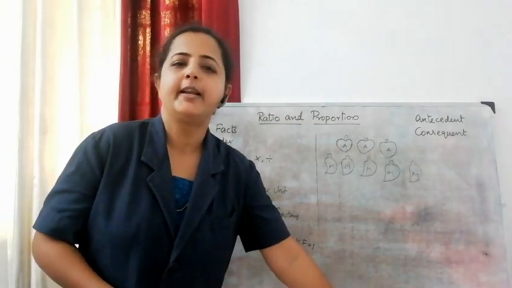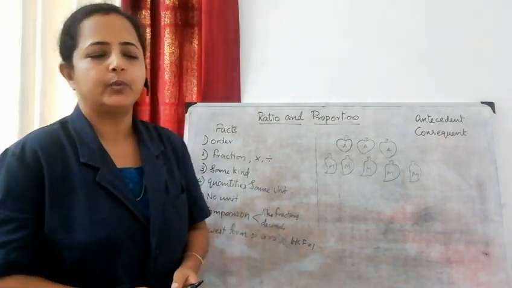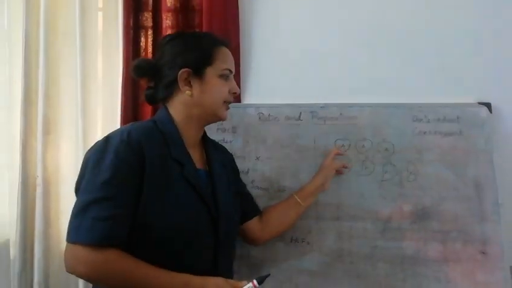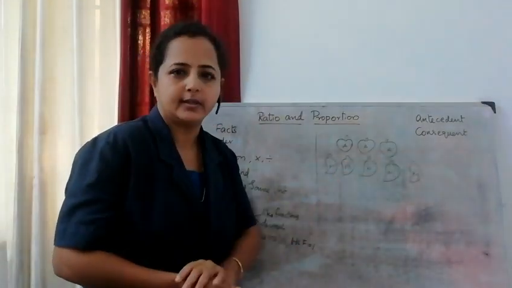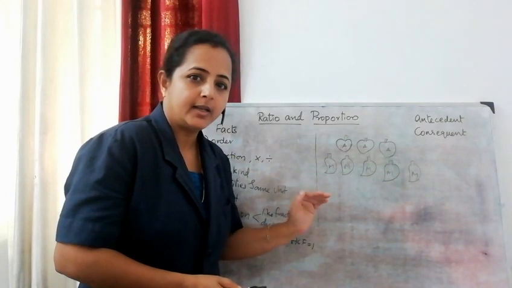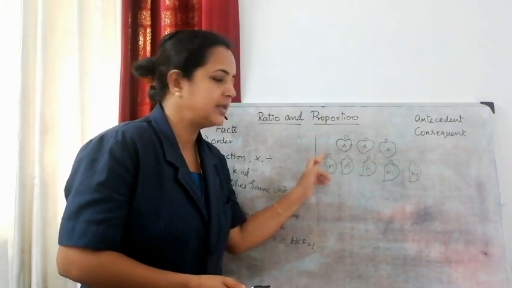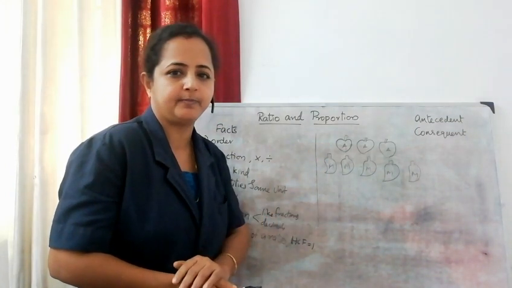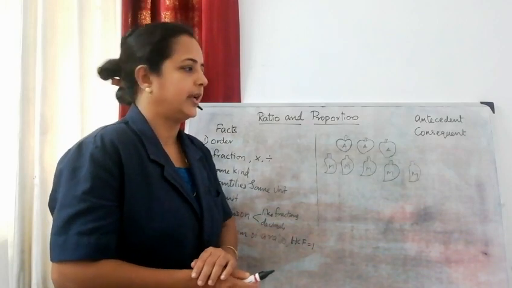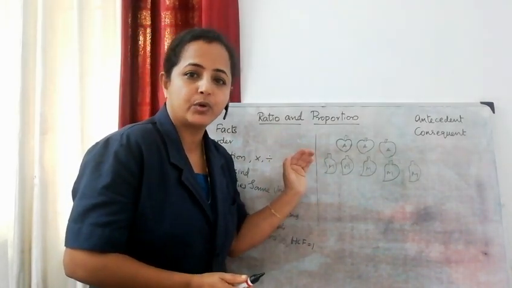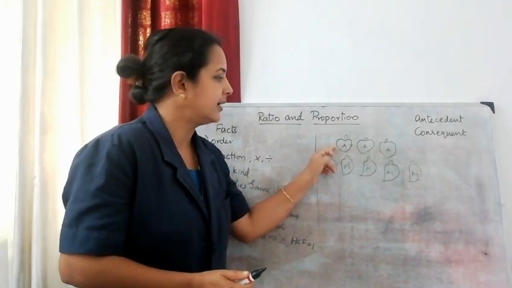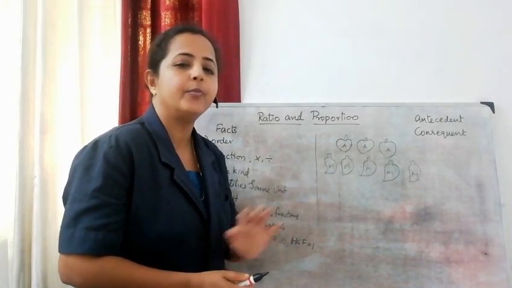Here we are introducing a ratio. Suppose I draw here 3 apples and here 5 mangoes. Clearly we can say that these apples and mangoes are fruits, right? Both of them are fruits of the same kind. Then there are 3 apples and 5 mangoes.